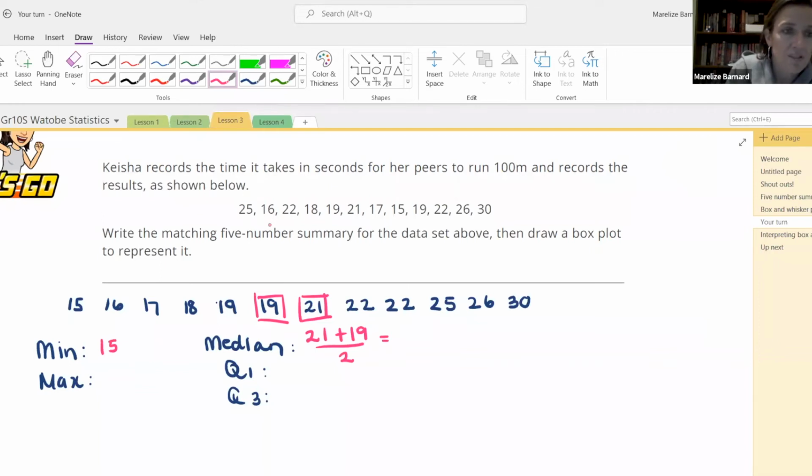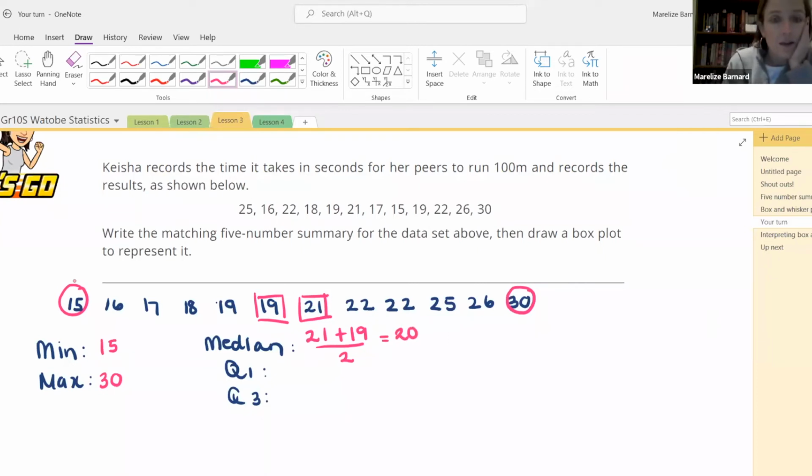Yes, I think we can all settle on the min is 15, the max is 30. Min and max, those are the easy ones because it's literally just your lowest number and your highest number. Your median, because we have an even number of data values, we now have to take the middle two values, add them and divide by 2. Yes, and the median should be 20.